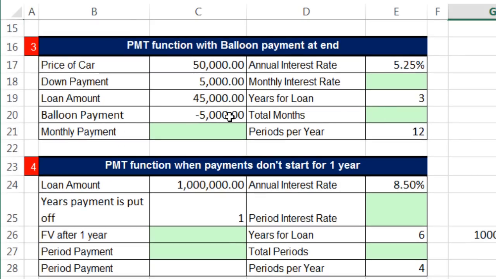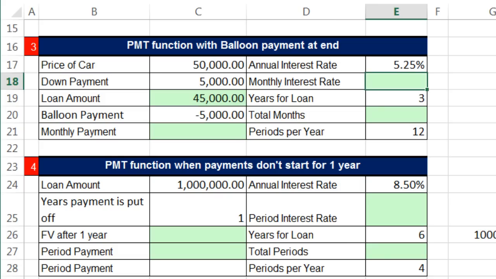Oh, sometimes you have a balloon payment at the end. So we're going to buy a car for $50K. The down payment is $5,000. Looks like I forgot to put the green there for formula. So we subtract those two, and we have to borrow $45,000. We're going to have a balloon payment at the end. That means we're going to be paying off a little bit every month. But at the end of the loan, there's exactly $5,000 we still have to pay.